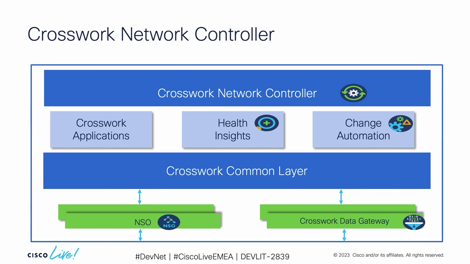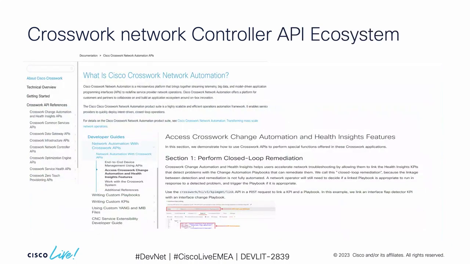Now, in a general operator's day-to-day, there are many UIs, right? So we can integrate Crosswork Network Controller using our APIs into their existing dashboards or existing systems. An example is ServiceNow, which we'll be looking at. This is all publicly available information. These are our APIs, and this is the whole ecosystem. You can go to devnet.cisco.com/doc/crosswork, and you would find all the information. And these are all the APIs of different applications and those kinds of things. Okay?